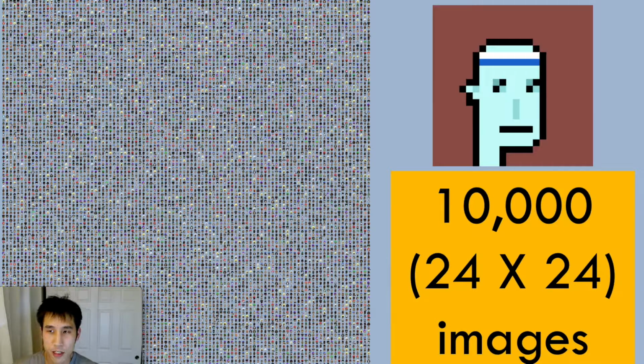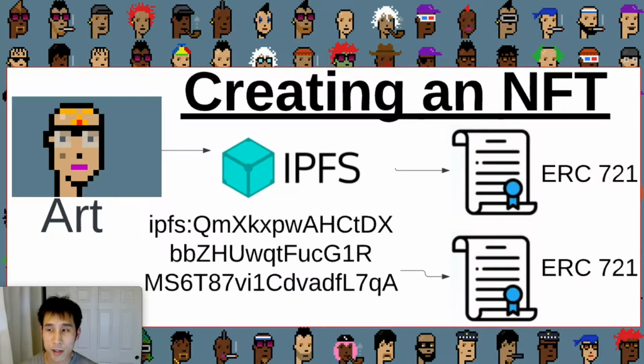CryptoPunks were first launched in 2017 as a collection of 10,000 24 by 24 pixel images. Today, most NFTs are created according to the ERC721 specification. Because storing art and media in general on the blockchain is very expensive, usually artists will take their artwork, create a hash out of it, and then store only the hash on the blockchain. In this way, each NFT is associated with an IPFS link, for example, which contains all the metadata about that NFT, which may include a picture and information about the creator.